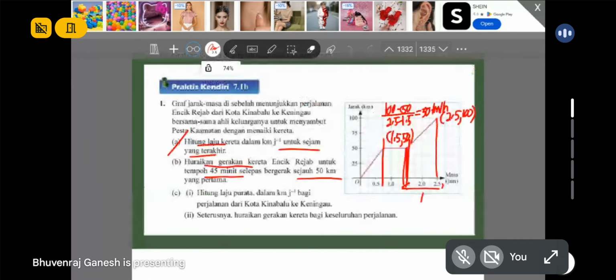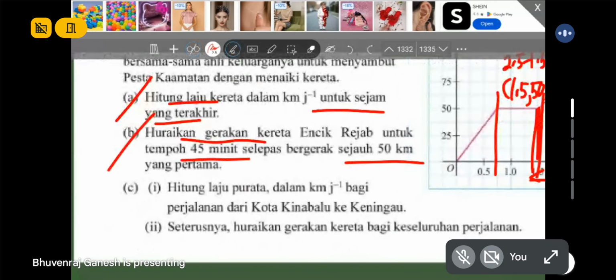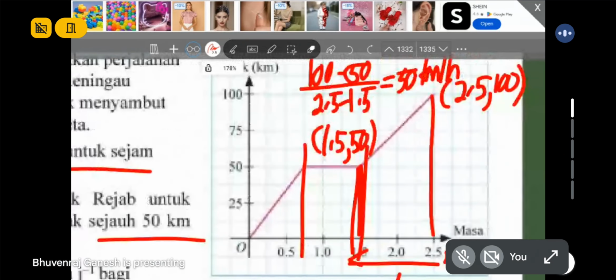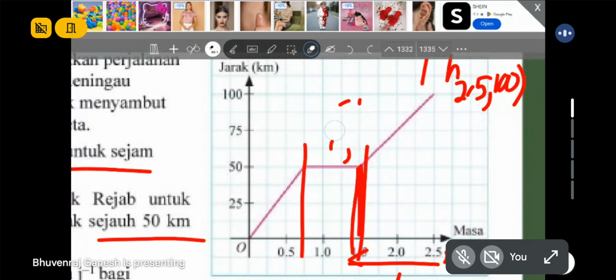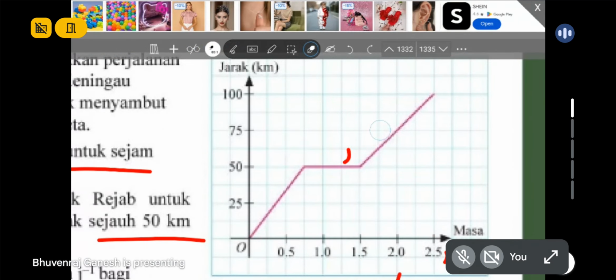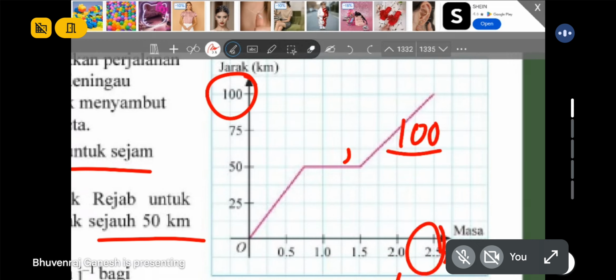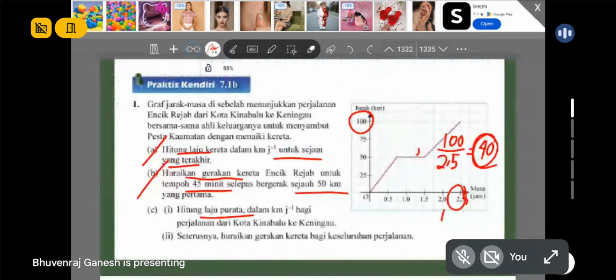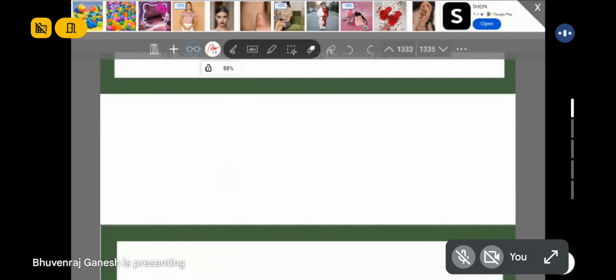Alright, and then C1. They ask you guys to count the average speed. Laju purata. So average speed total, guys. Total distance over total time. So jumlah jarak bahagi jumlah masa. So 100 over 2.5. This is the average. So you press calculator, you can get the answer. The answer is 40. Okay, clear, guys? Jelas? So you guys should get 40.